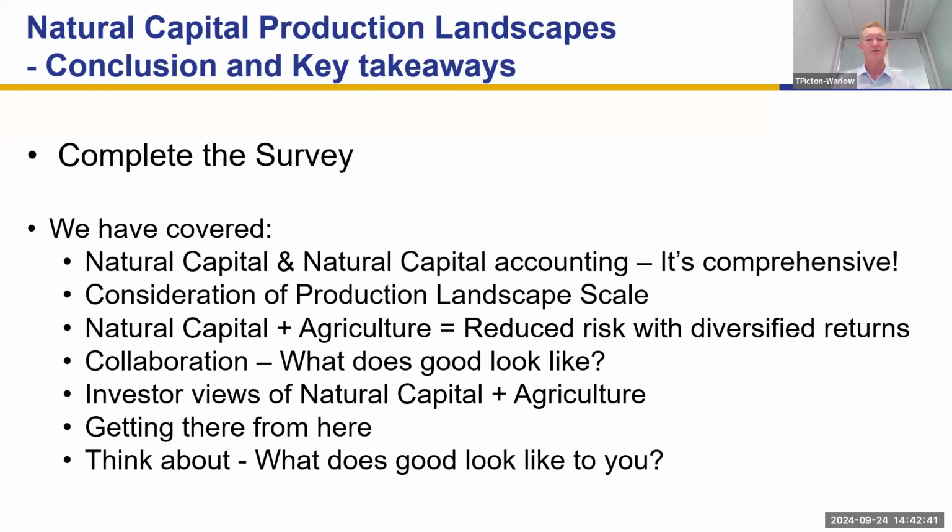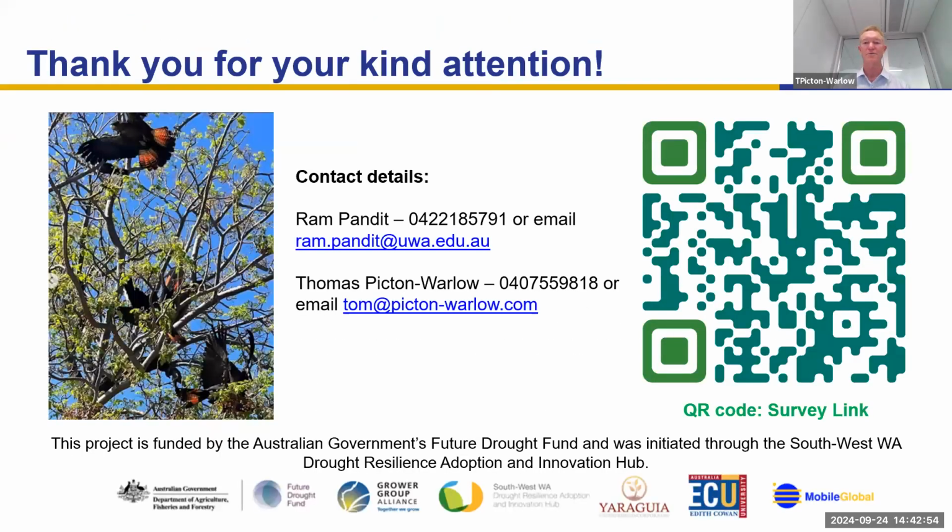Remember the formula, natural capital plus agriculture, remember collaboration, and remember from an NRM perspective, what does good look like to you for natural capital is a really important question that you need to give consideration. And that's all from me.